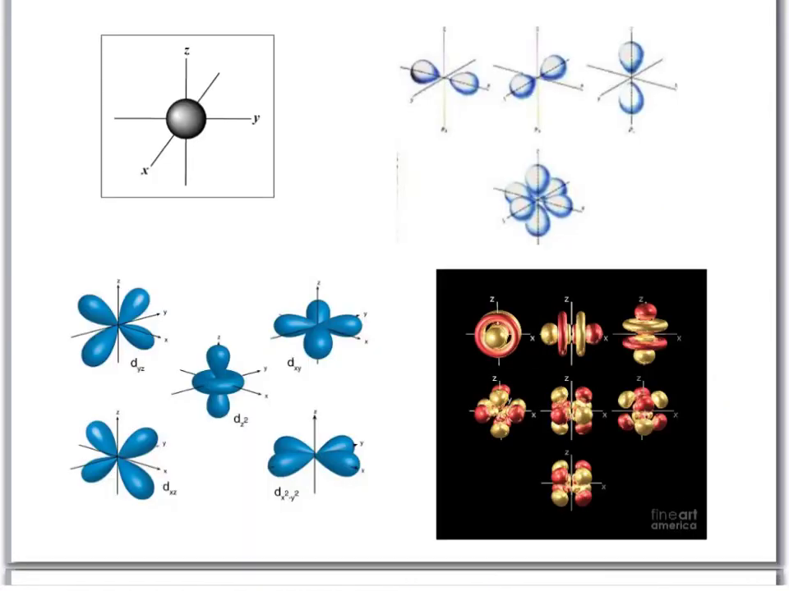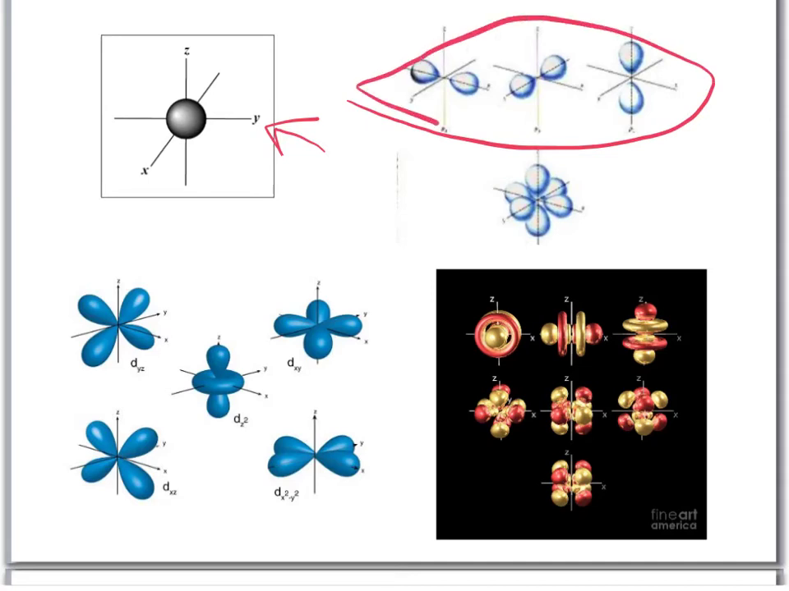So looking at them all together, you can kind of see it more clearly. The S, as the simplest shape, has just one orientation, but the P, because of its shape, can be oriented on the 3 axes in 3 different ways.